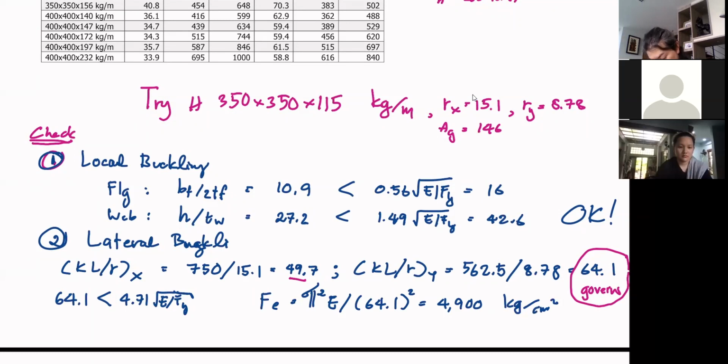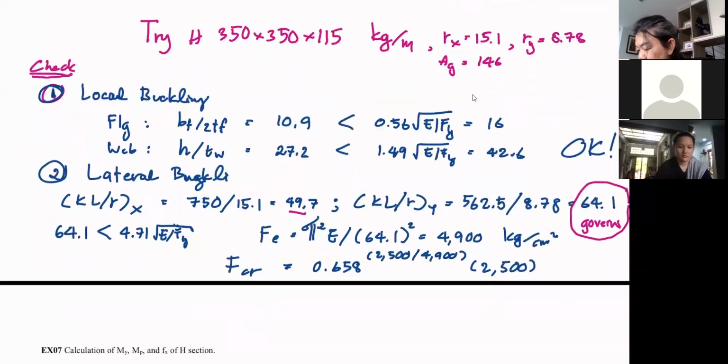And now we can have our P nominal, which is equal to this. Oops, sorry, I forgot to calculate the F critical. Right. Saturday morning, right? F critical is 0.658 power Fy over Fe, 4900, and then multiply by Fy.